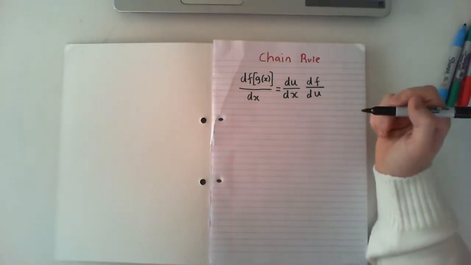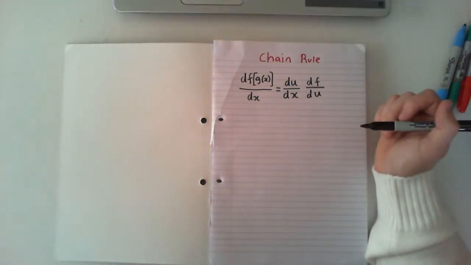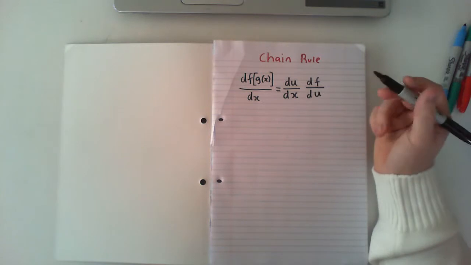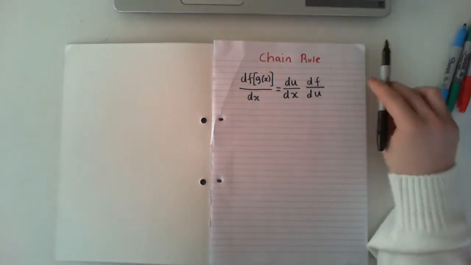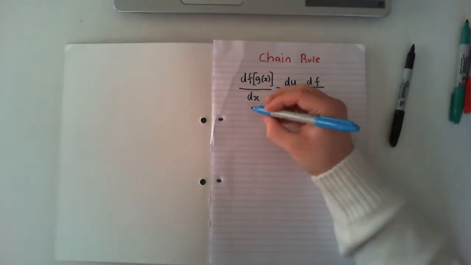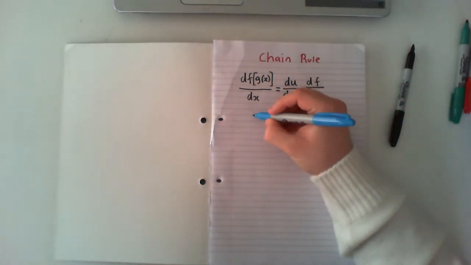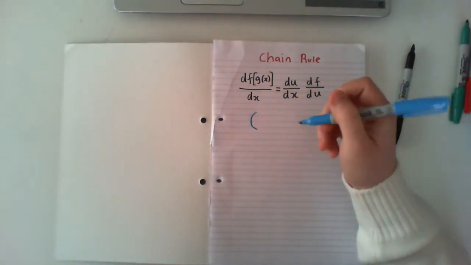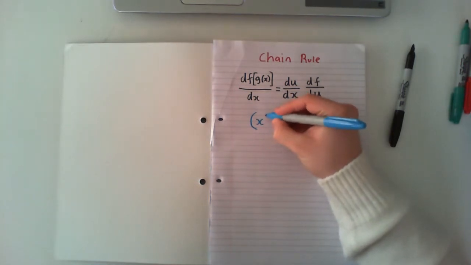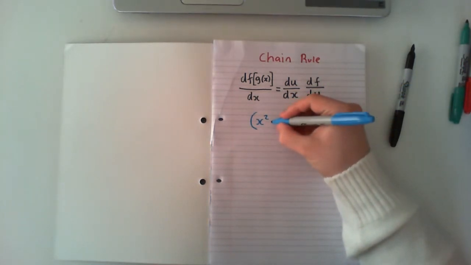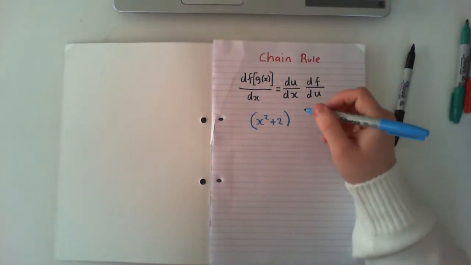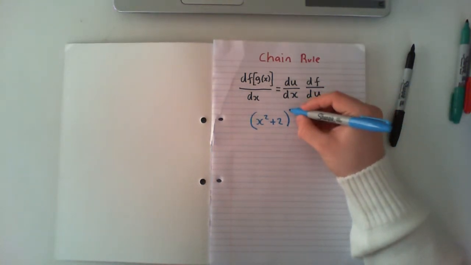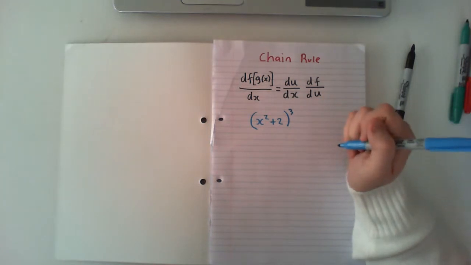Hey, so in this video we're going to be looking at differentiation, and we're going to be looking at the chain rule. We use the chain rule when we have a function. So I'm going to give ourselves a function here: f of x is equal to x squared plus 2, and we're going to have all of this to the power of 3.